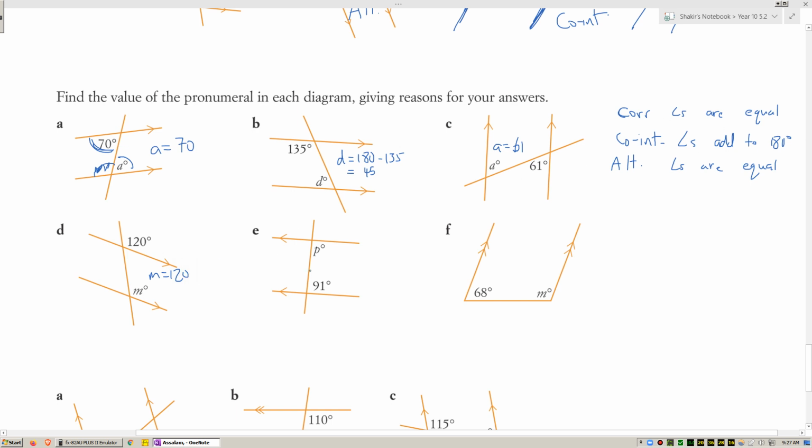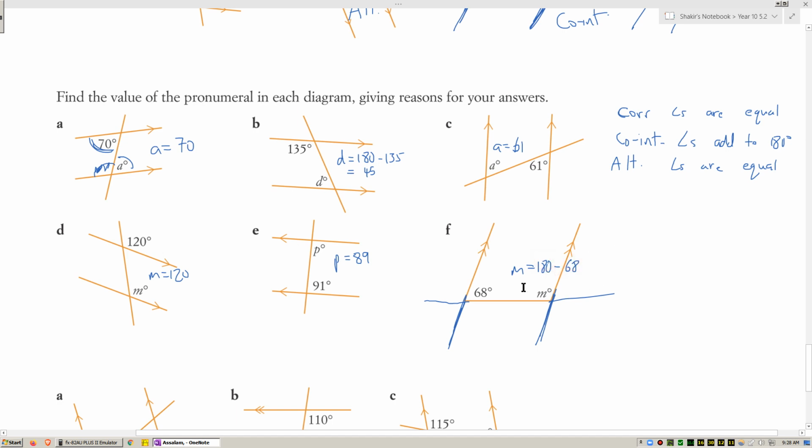These are cointerior angles. They add to 180. So P is equal to 89, I believe. Over here, these are cointerior, because those are the parallel lines. And look, anytime it looks weird, just extend the lines. It doesn't really change anything. And they're on the inside together, cointerior. They add to 180. So M will equal 180 minus 68.